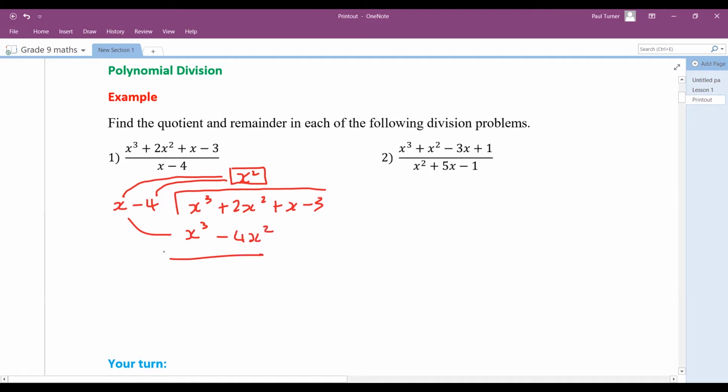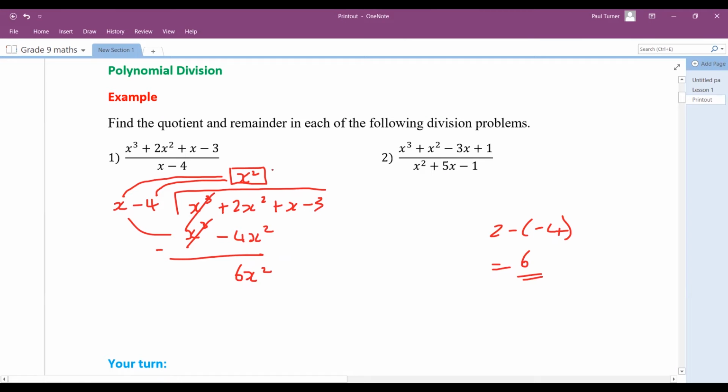And then we subtract, just as you would do with division. x cubed minus x cubed, gone. 2 minus negative 4, what's that? What happens to minus negative? Okay, 2 minus negative 4 is 6. So 2 minus negative 4 is 6x squared.